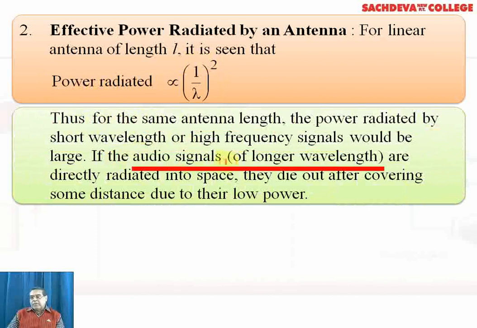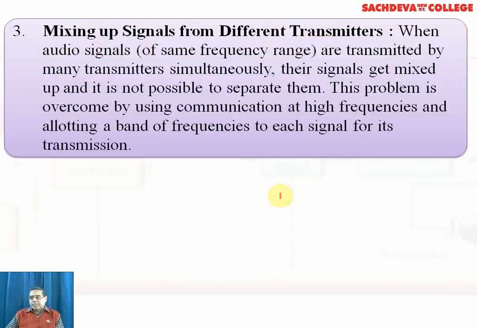If audio signals of longer wavelength are directly radiated into space, they die out, as I have explained earlier, because the waves damp. They die out after covering some distance due to their low power. Amplitude dying off means loudness disappears, because loudness is directly proportional to amplitude square.